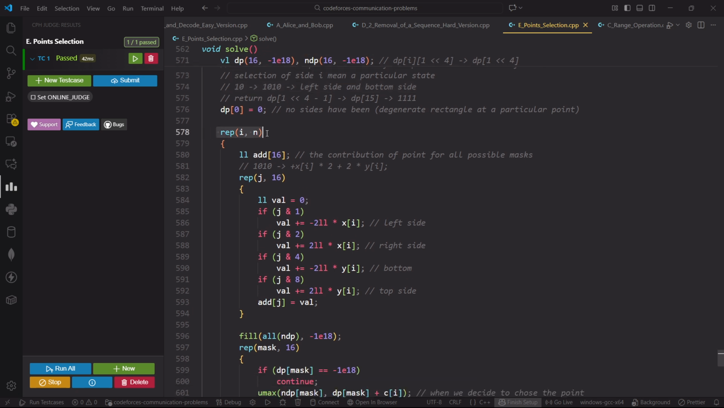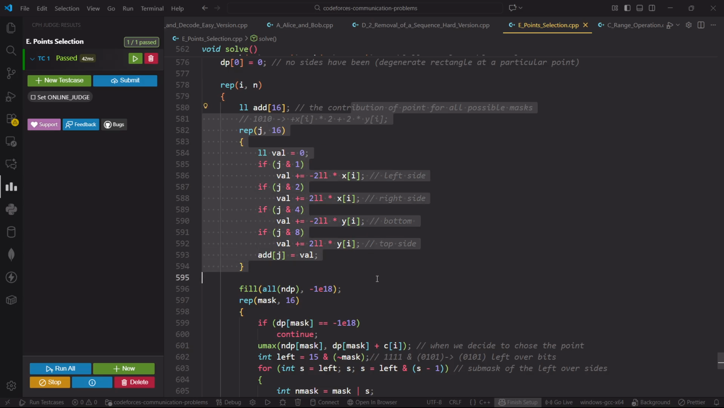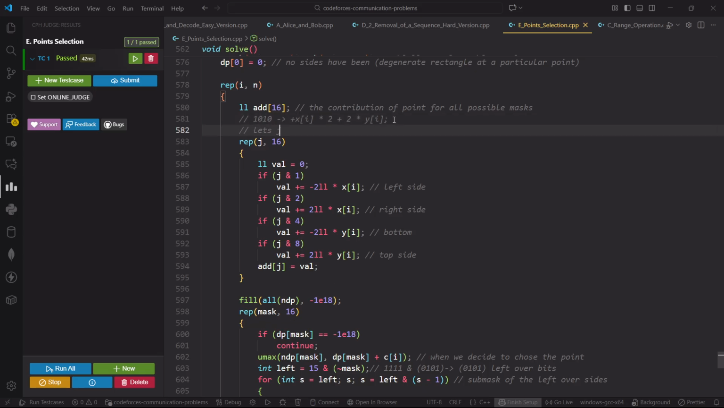So we can iterate through every single i, and then this is just an optimization that I am doing. So basically, what this means is that let's say we have a point, for example, xi and yi, and we have a particular selection of sides. Let's say 1 1 1 0, right?